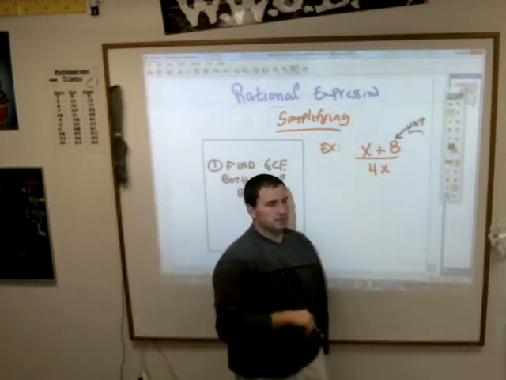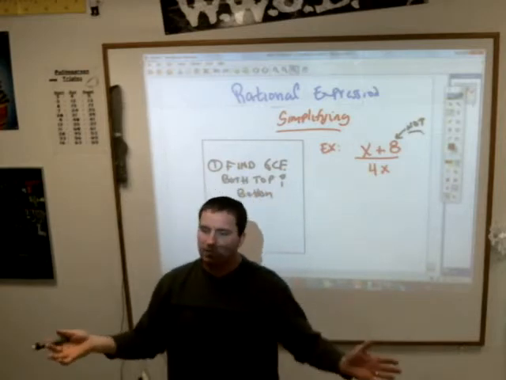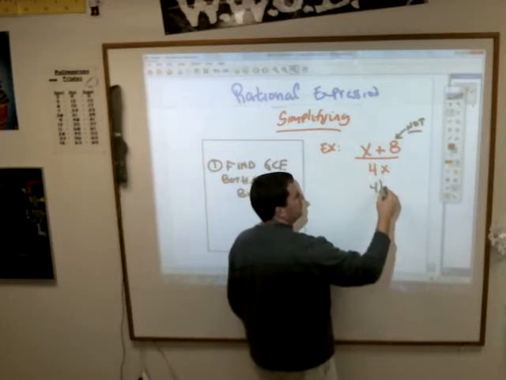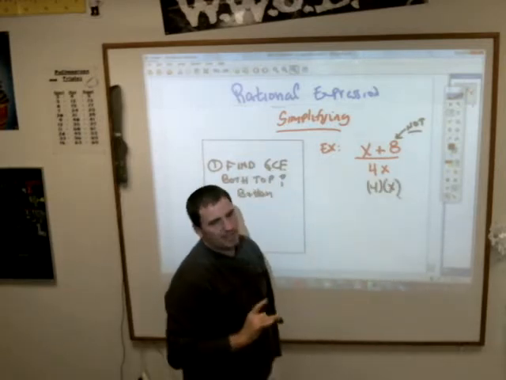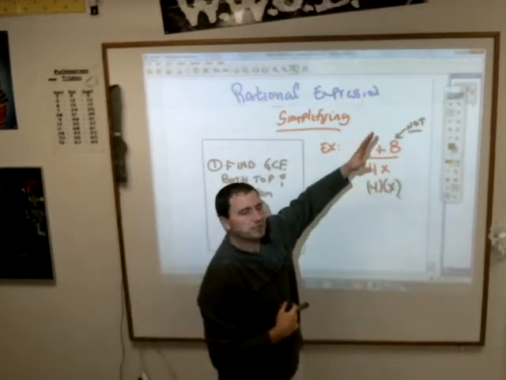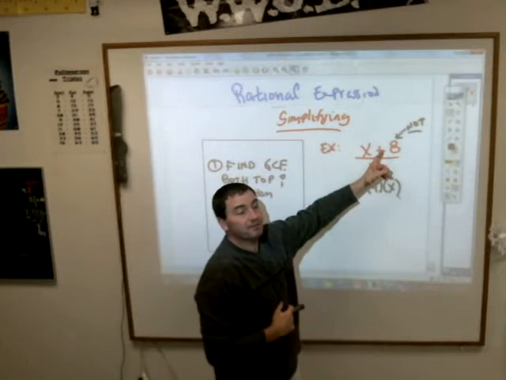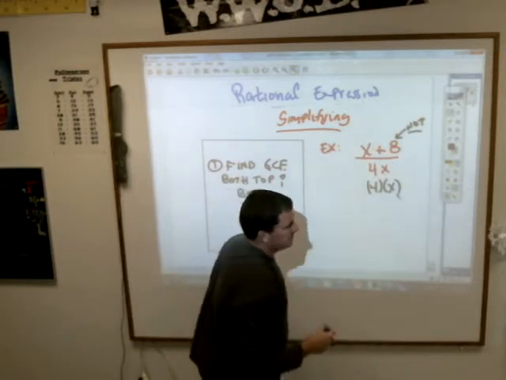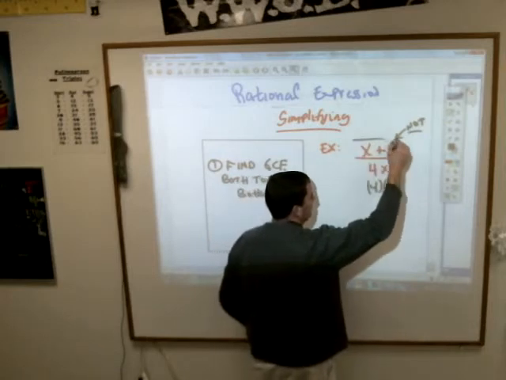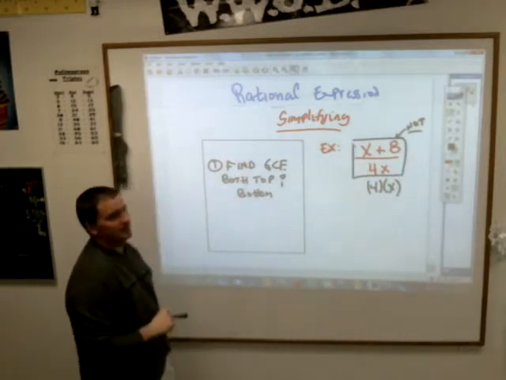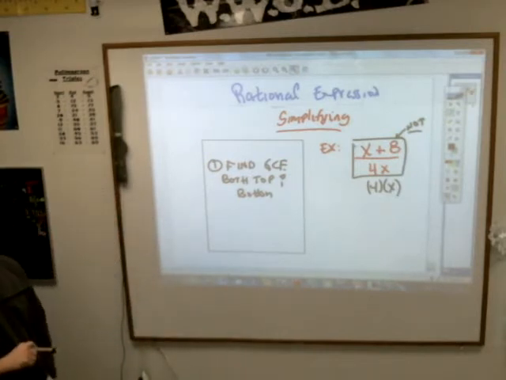What's the greatest common factor of 4x? Well, it's just 4 times x. And remember, you can only cross things on the bottom off with things on top if they are factors. I cannot just take this x and cross it off with that x, because this x is not a factor of 8, it's an addend. So this cannot be factored at all. That is its simplest form you're ever going to get.